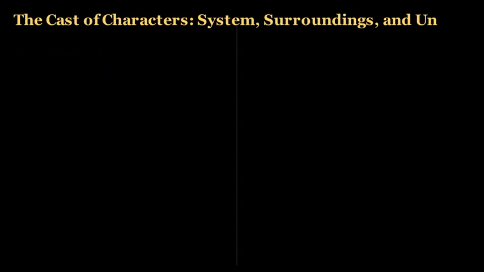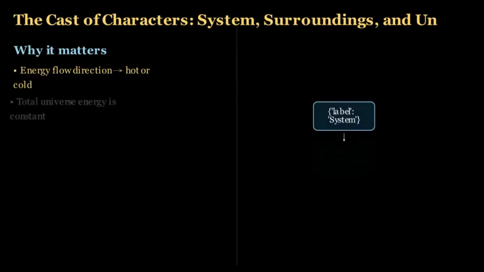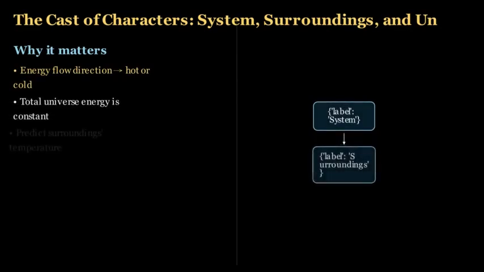Here's why this matters. If you know whether energy is leaving or entering the system, you instantly know what happens to the surroundings. Exothermic? The surroundings gain energy and get hot. Endothermic? The surroundings lose energy and get cold. And because energy is a conserved quantity, the amount the system loses is exactly what the surroundings gain, and vice versa.